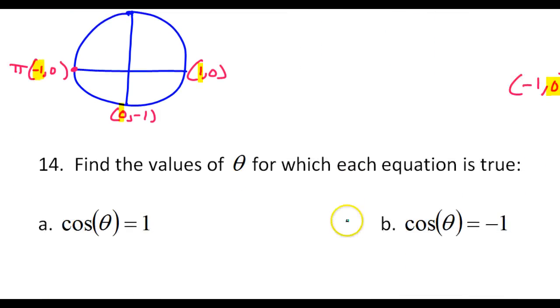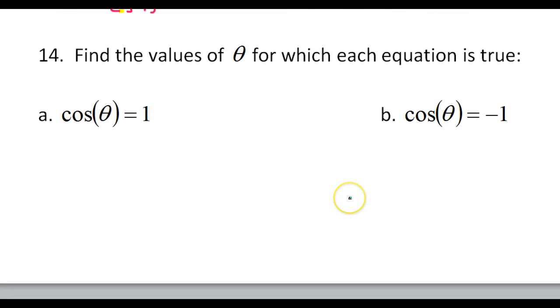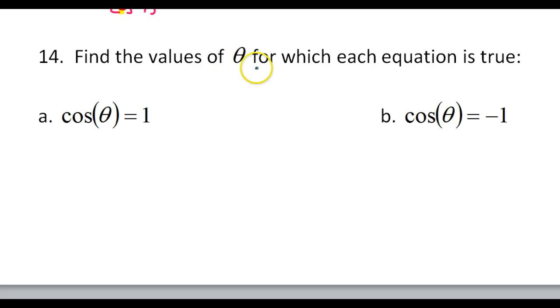Let's do number 14 as well. Find the values for which the equation is true. So we're finding at what angles will cosine equal 1. Well, with answers like 1 and negative 1, we must be talking about quadrantal angles, landing right on the quadrant.